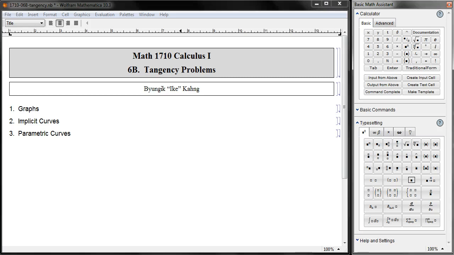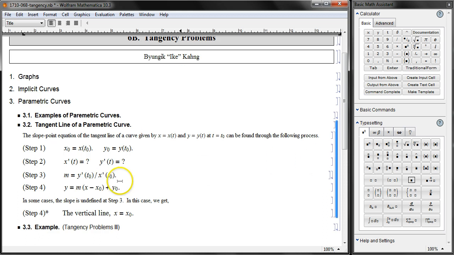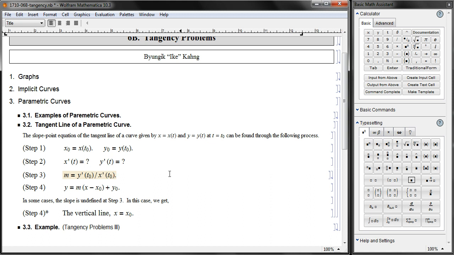Hello students, welcome back. Let's go back to parametric curves just one more time, because there is one topic that I did not cover. That is the justification behind this slope formula. Why is the slope y prime over x prime evaluated at t0?